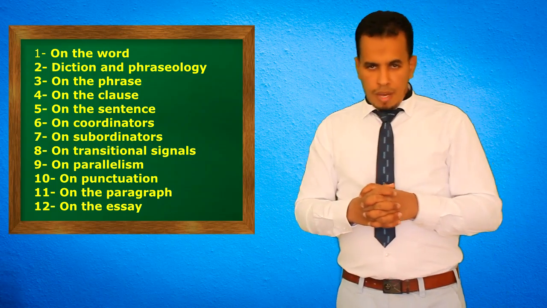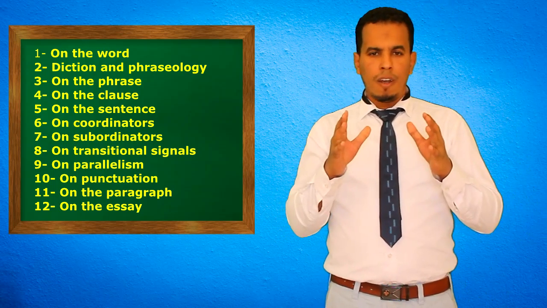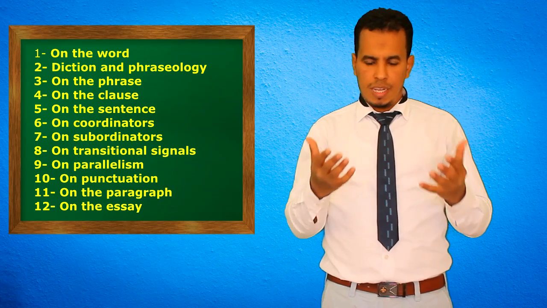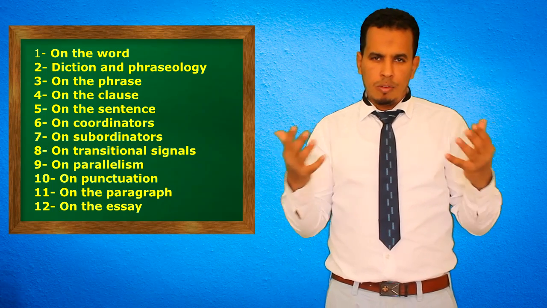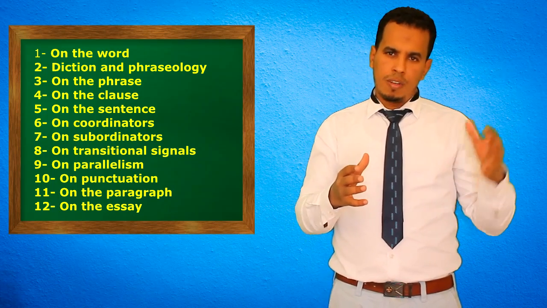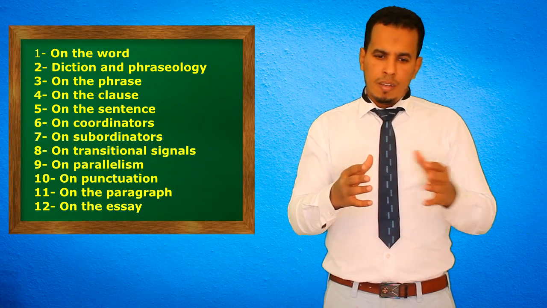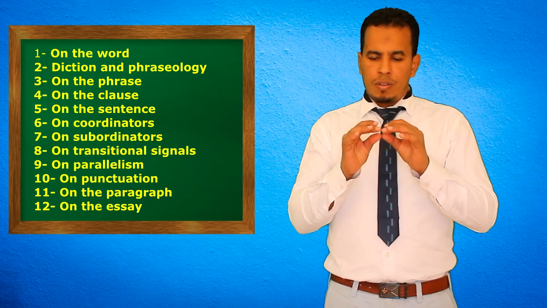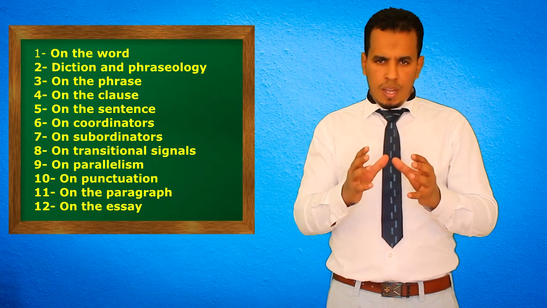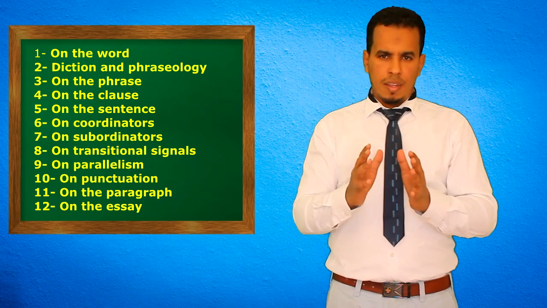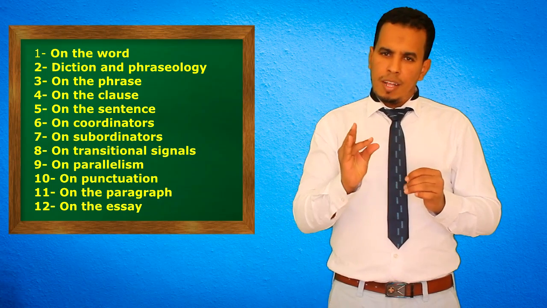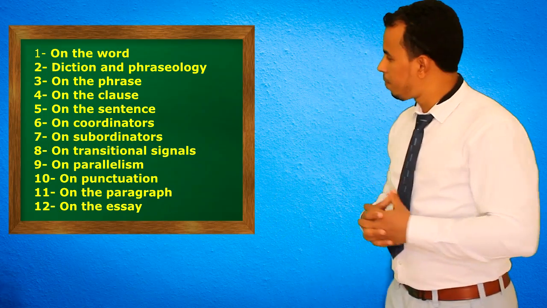The other lesson would be about parallelism. We shall be talking about how to create a balance in your sentence, how not to confuse or mix between the infinitive and the gerund and the participles. It means you have got to make your sentence appealing by constructing it in a very beautiful and very balanced way. Parallelism means the sentence should be paralleled or balanced.